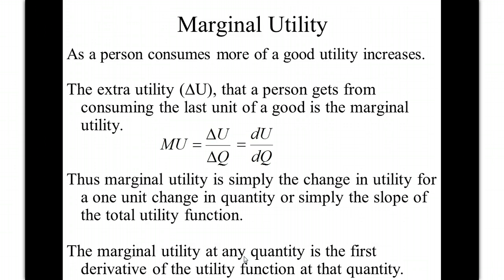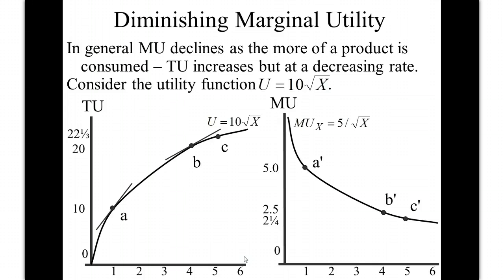Or in other terms, it's the slope of the total utility function. How quickly is utility rising? Is it rising very steeply, or is it rising very flat? What is the impact on utility of consuming 1 extra unit? The marginal utility of any quantity is the first derivative of the utility function. When it comes to functions, the slope is simply the first derivative. What is the rate of change? The slope reflects the rate of change.